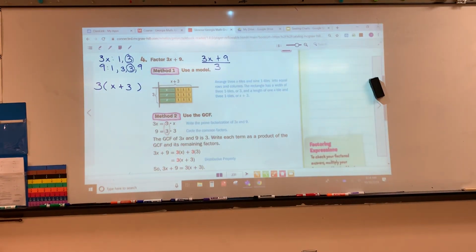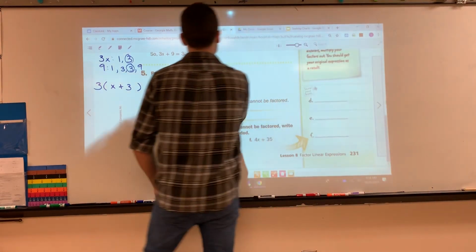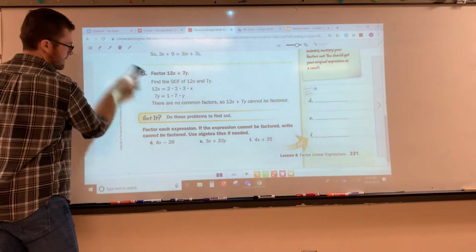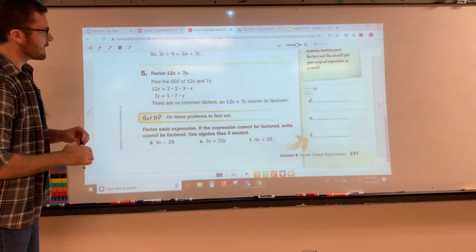So, let's take a look at number 5 on page 231. It's so weird not to have you guys here asking questions along the way. I feel a little bit nervous.